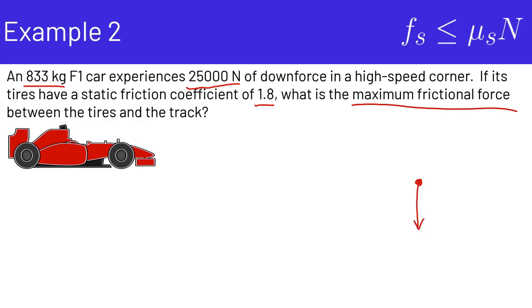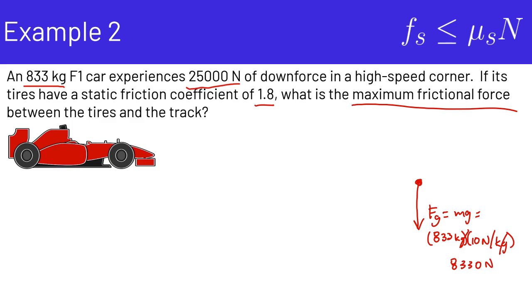All right, free body diagram. We have the force of gravity, which is equal to mg. That is 833 kilograms times 10. Another way of writing g is in newtons per kilogram. It's the same thing as meters per second squared, but when the kilograms divide out, you end up with newtons. So our force of gravity is 8,330 newtons.